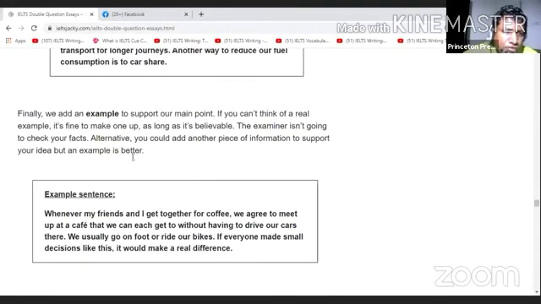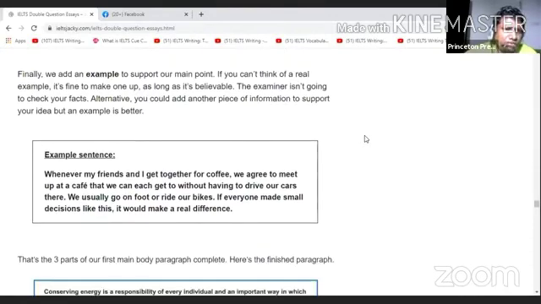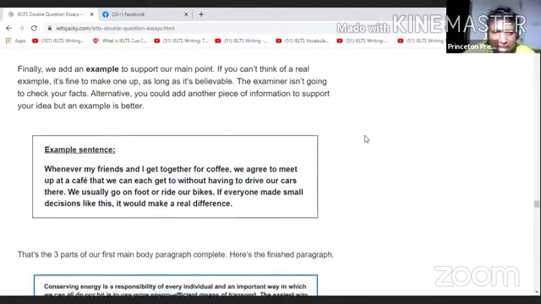Explanation. Now, finally, add an example to support our main points. If you can think of a real example, fine; it's fine to make up one as long as it's believable. The examiner isn't going to check your facts. Alternatively, you can add another piece of information to support your idea, but an example is better.